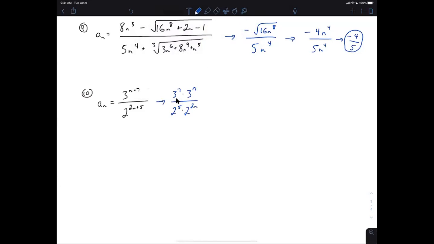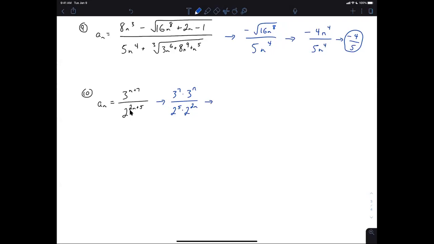And again, I might skip this step a lot, but is everybody clear why that step's allowed? The idea is that if you multiply two exponentials with the same base, you add the exponents. So 3 to the 7 times 3 to the n is 3 to the n plus 7. So I'm allowed to split it up like that. Same thing down here. 2 to the 5 times 2 to the 2n is 2 to the 2n plus 5. So again, I'm allowed to split it up like that.